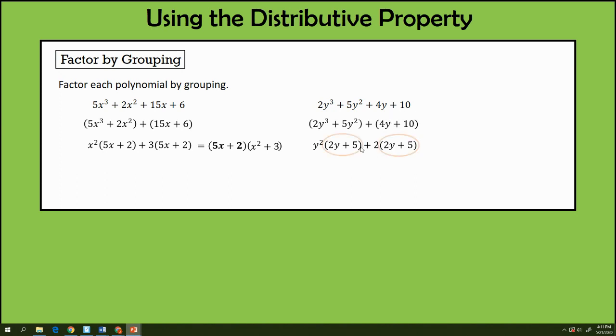Well, that's the whole objective there, people. Now we have a 2y plus 5 binomial common to each. So I'm going to factor that out. And when I pull that out, what's left is y squared plus 2. There's your binomial times a binomial. So that's a product now, and that equals these original 4 terms.